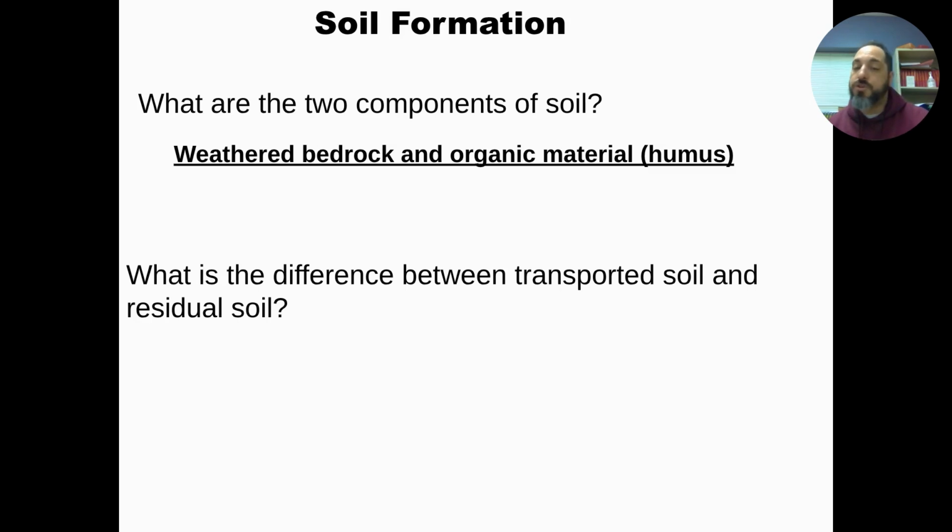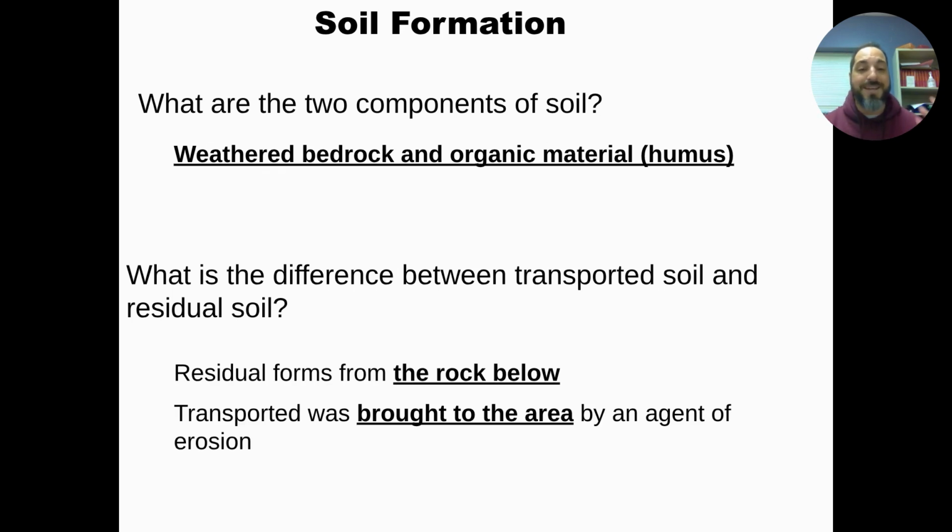So, two main components of soil, weathered bedrock and organic material, but there's also going to be some water and air as well. And what is the difference between transported soil and a residual soil? So a residual soil matches the rock below. It's made from the bedrock. A transported soil was brought to the area by one agent of erosion, typically glaciers. Our soil here was brought here by the glaciers at the end of the last ice age.